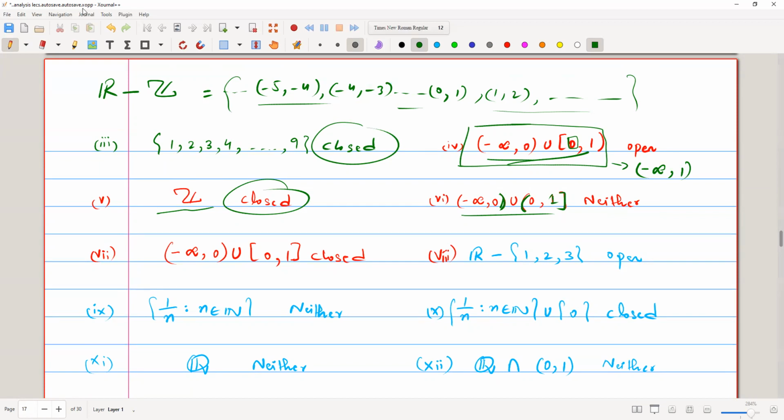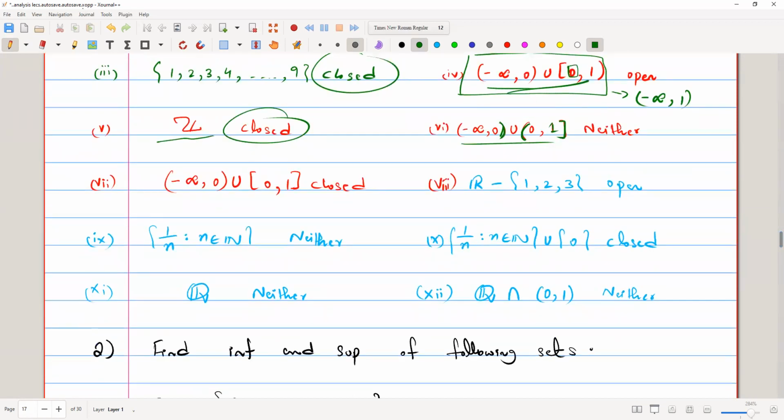Therefore, this set is neither open nor closed. And again, this set is a closed set, because this is from negative infinity to 0 union 0 to 1. So 0 is excluded here, but it's included here. So we can write this set as negative infinity to 1. So this set is a closed set.